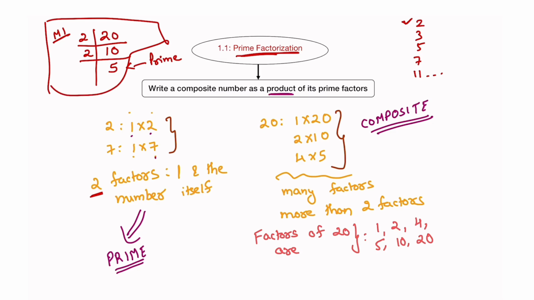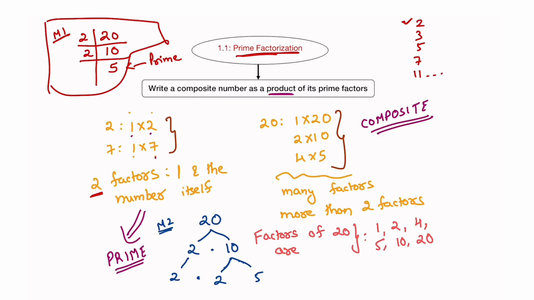Now, let's see method 2. In method 2, we write 20 here and we do this. 20 is what? 2 times 10. Again, we go with the first prime number. 2 times 10. 2, we write it down as it is because it's a prime number. It cannot be further divided. This 10 can be further divided. So we say this is 2 times 5.